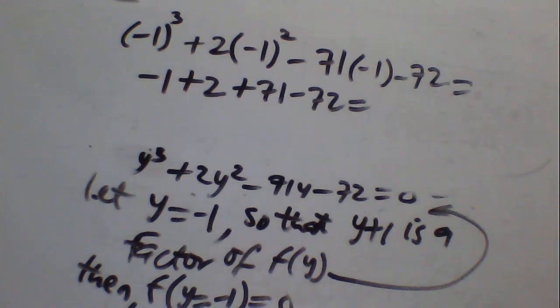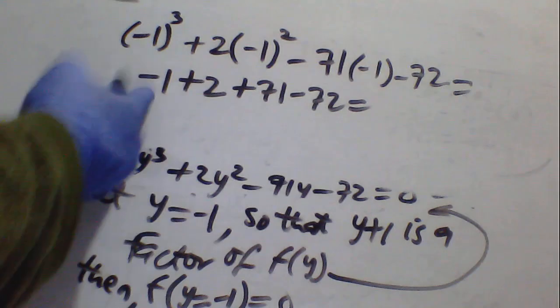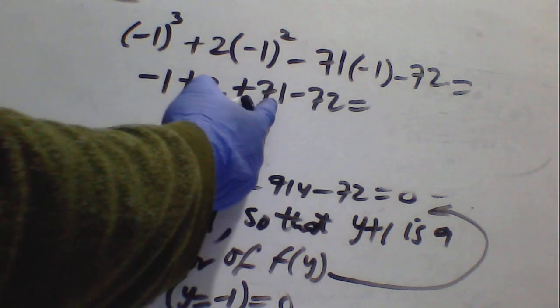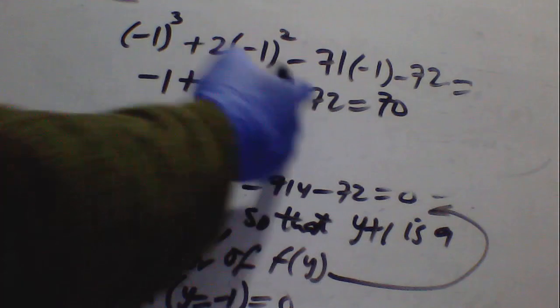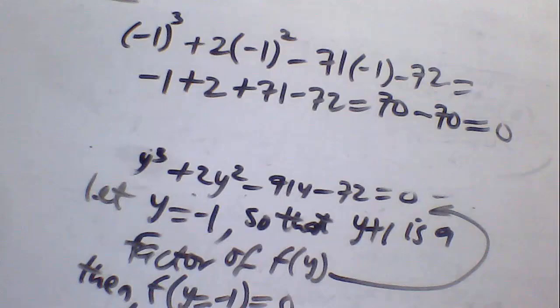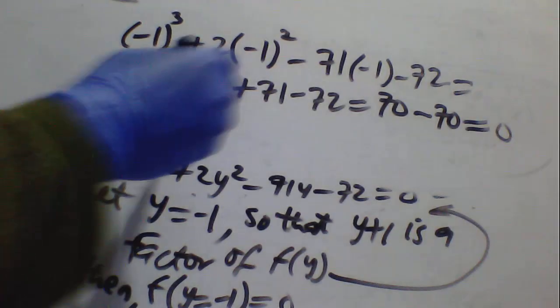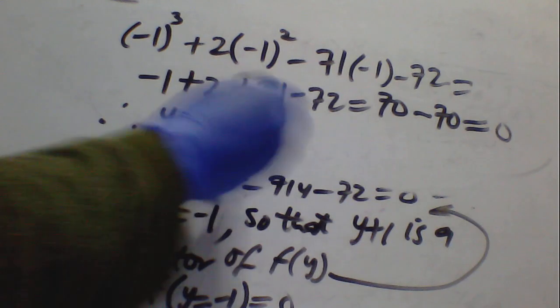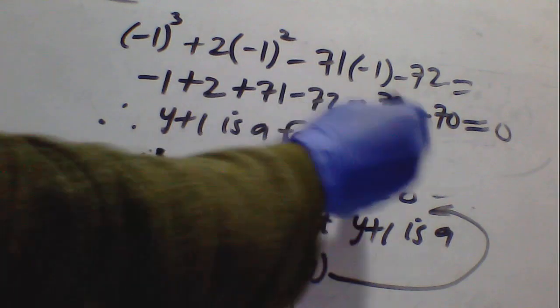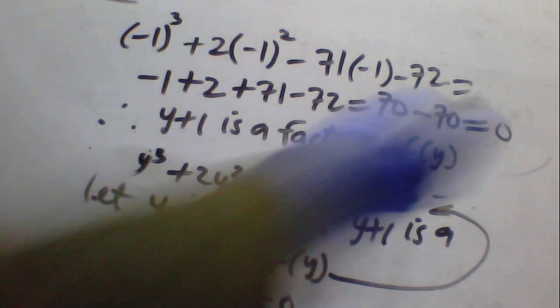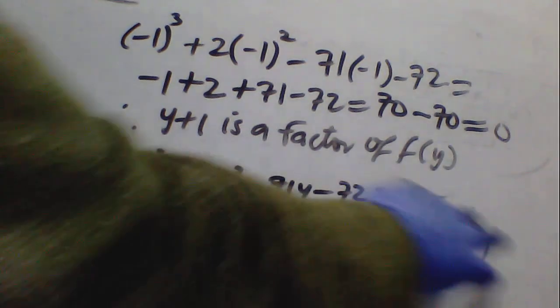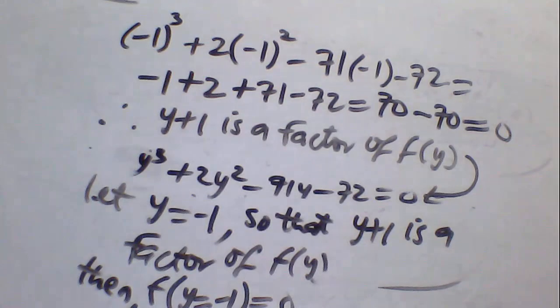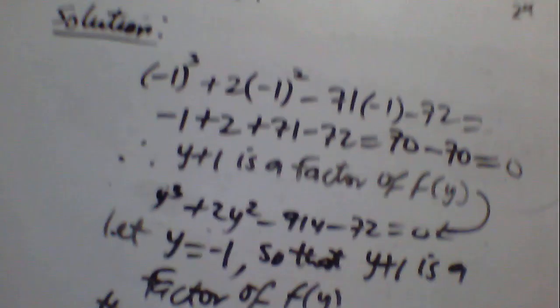So what do we have? Minus 1 plus 71 will give us 70. Plus 2 minus 72 will give us minus 70. So that gives us 0. Therefore, y plus 1 is a factor of f of y, and that is this equation. It's a factor of this equation. So that is the first factor where we are now.